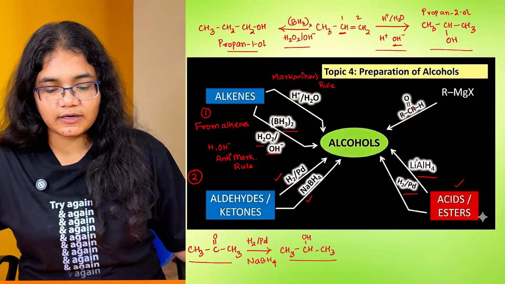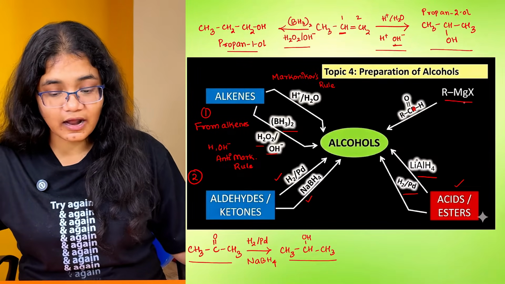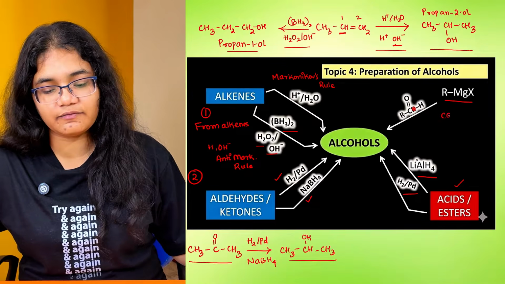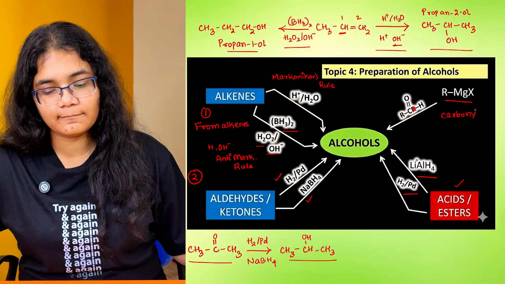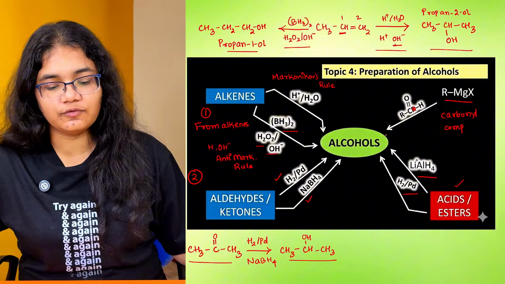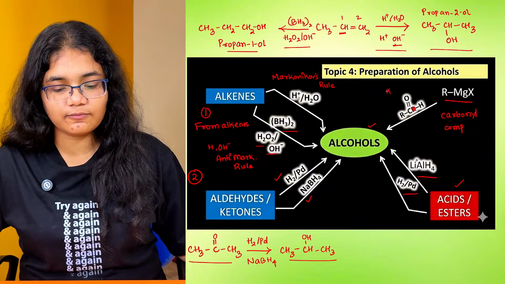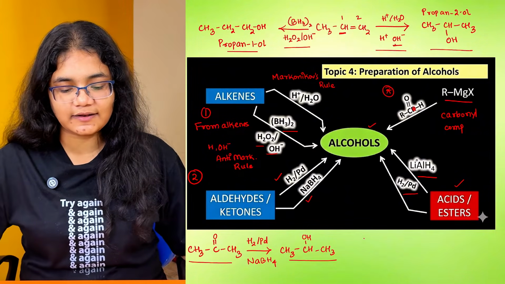Now coming to this one, your Grignard reagent. If you treat Grignard reagent with carbonyl compounds, then you will get alcohols. This is one of the most important reactions, and let us understand that with an example.